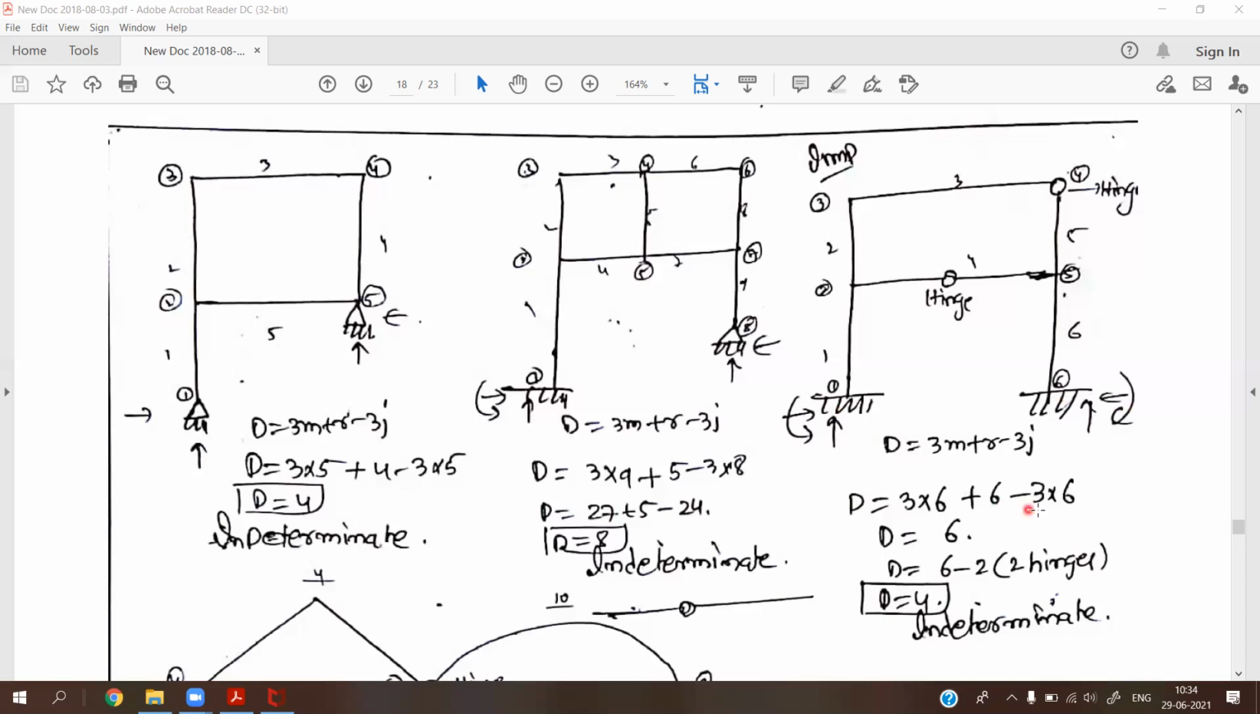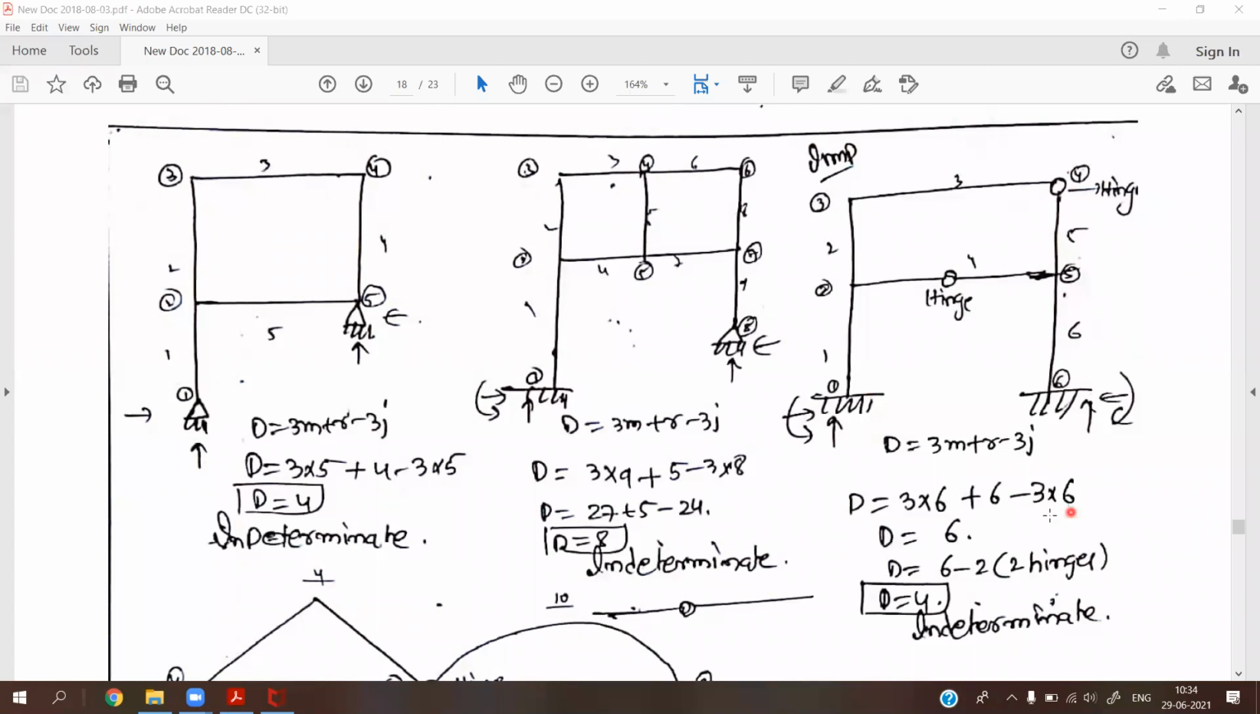Next, how many joints are present in this structure or in this frame? So we have one, two, three, four, five, six. Presently we are neglecting the hinge, but we will consider the hinge next time also. For example, how many hinges are present in this? How many joints are present in this structure? So that is six joints.